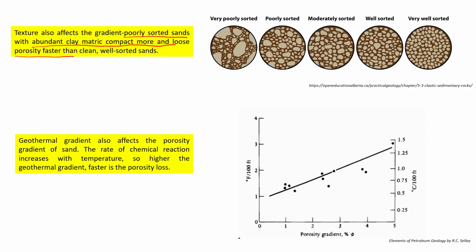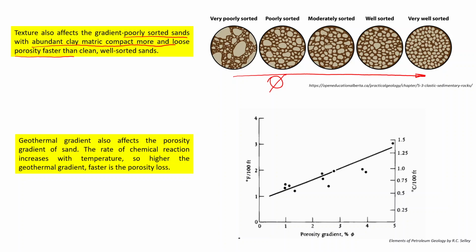If we look at this sorting pattern, from very poorly sorted to poorly sorted, moderately sorted, well sorted, and very well sorted, and we try to plot the porosity gradient on this scale, the porosity increases with the increase in sorting, or with better or well sorted grains.